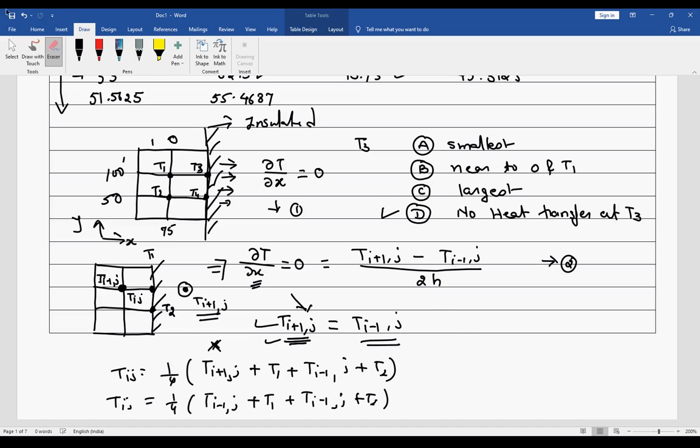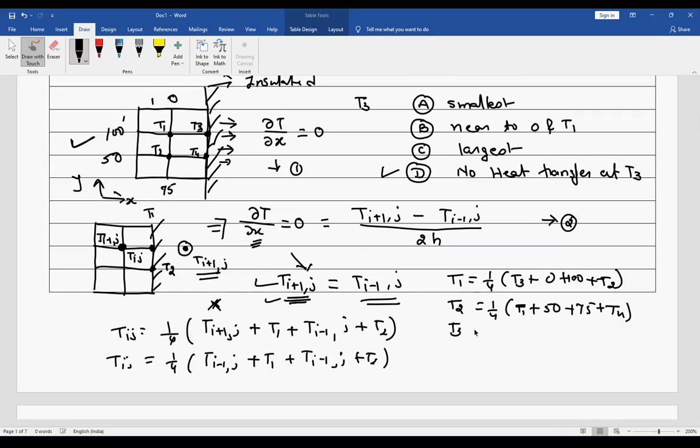Okay, so now I write the 4 equations for this problem which we have set up. So T1 is equal to 1 by 4 of T3 plus 0 plus 100 plus T2. So this is my equation 1, and T2 is equal to 1 by 4 of T1 plus 50, this is T1 plus 50, plus 75 plus T4.